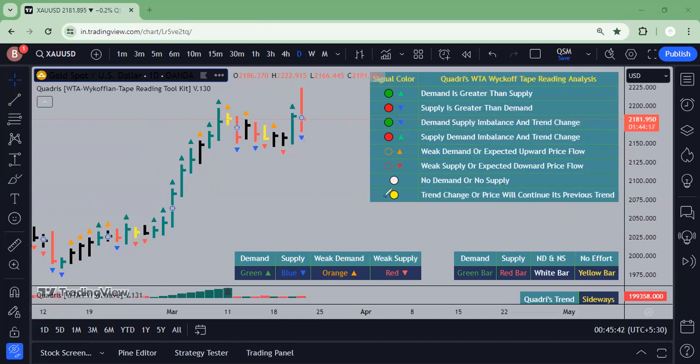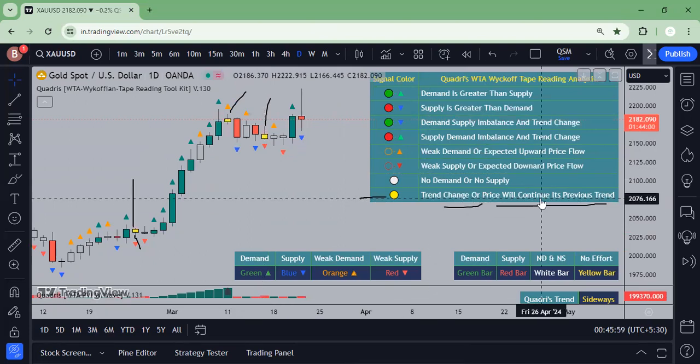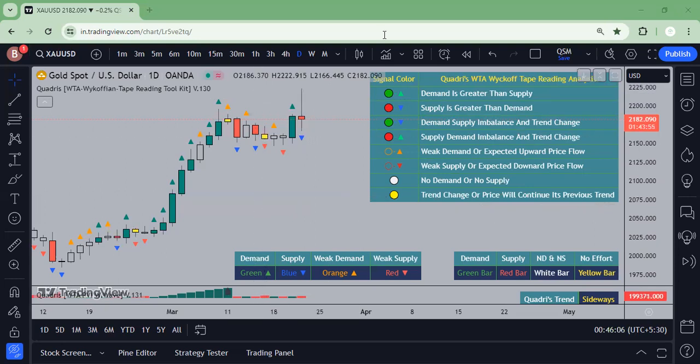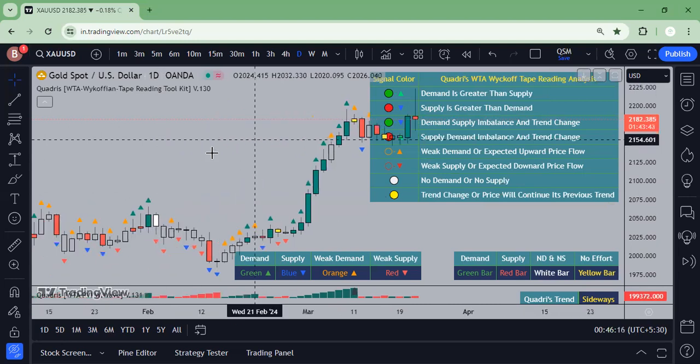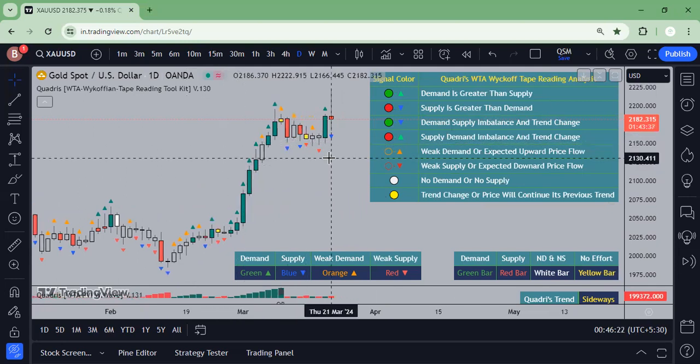Having said that, yellow means trend change or price will continue its previous trend. Whenever a yellow candle or yellow bar appears on the chart, one or the other thing is happening, and it gives you an advantage about what is going to happen in future, as many traders look for things that give them additional information about coming sessions or future candles.